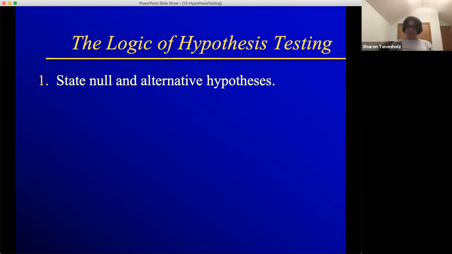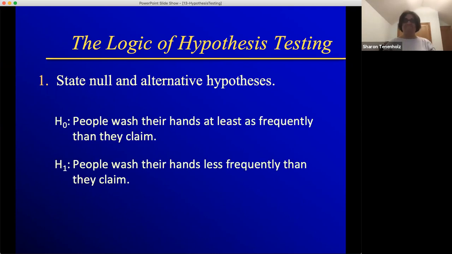So in the logic of hypothesis testing, we start by stating our null and alternative hypotheses, these two complementary hypotheses, one of which must be true. So here's the example I'm going to use. My null hypothesis is that people wash their hands at least as frequently as they claim. My alternative hypothesis is that people wash their hands less frequently than they claim. Okay, one of those two things has to be true.